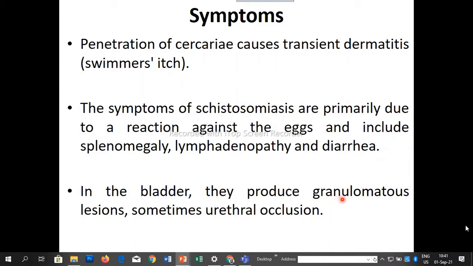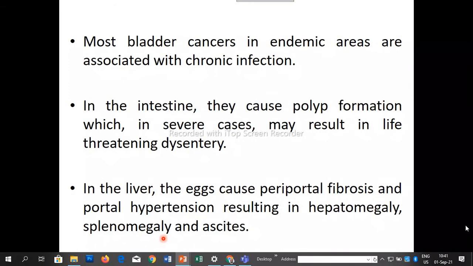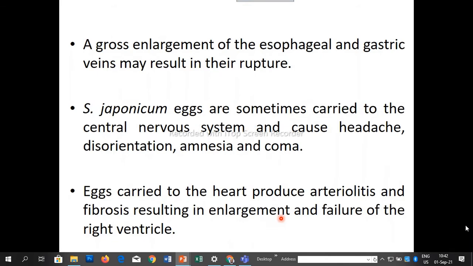In the bladder, they produce granulomatous lesions and sometimes ureteral occlusions. Most bladder cancers in endemic areas are associated with this chronic infection. In the intestine, they cause polyp formation, which in severe cases may result in life-threatening dysentery. In the liver, eggs cause periportal fibrosis and portal hypertension, resulting in hepatomegaly, splenomegaly, and even ascites. The enlargement of the esophageal and gastric veins may result in their rupture, and the patient can develop severe bleeding.